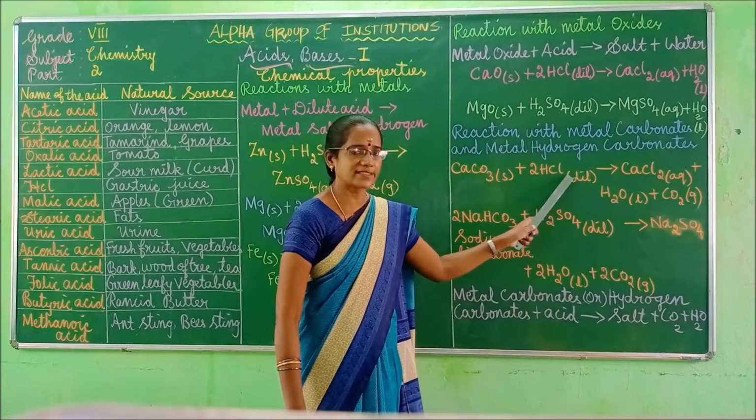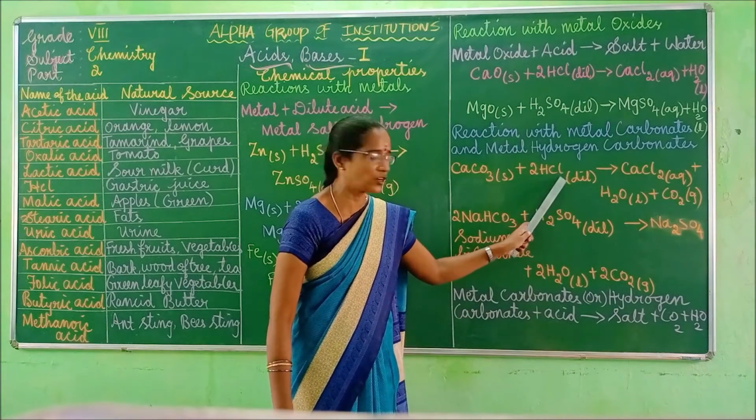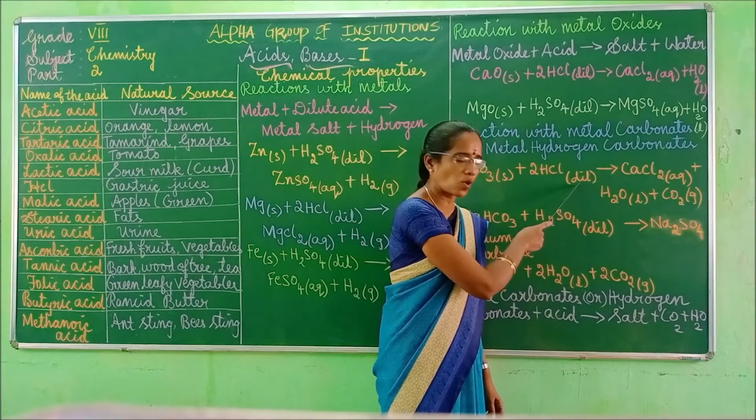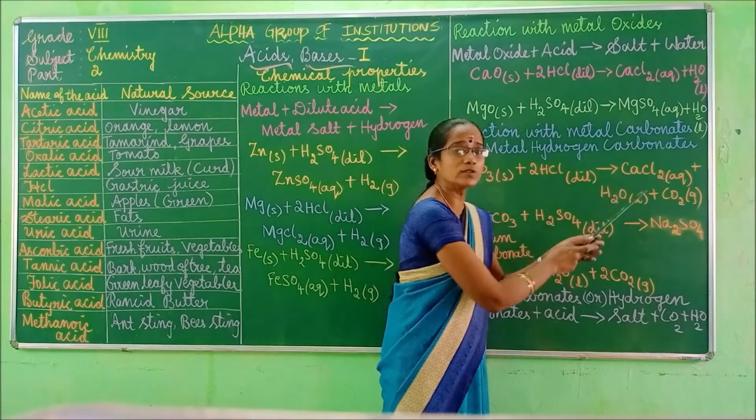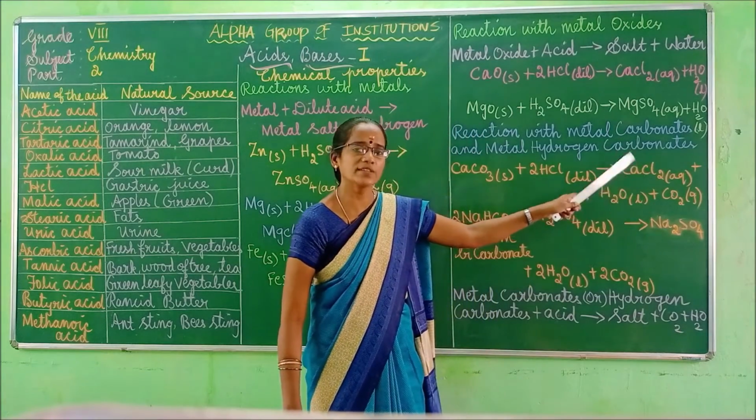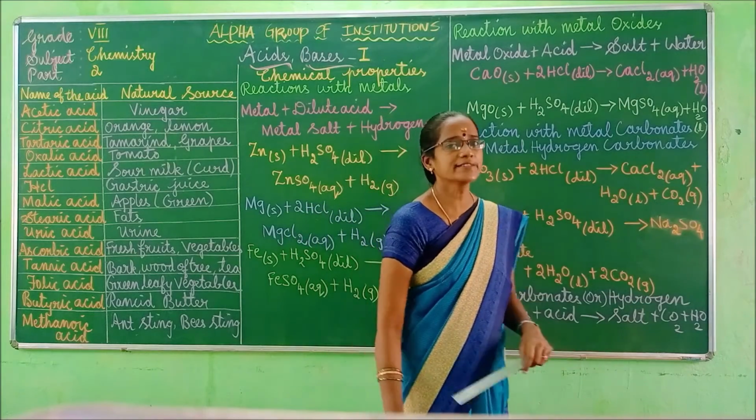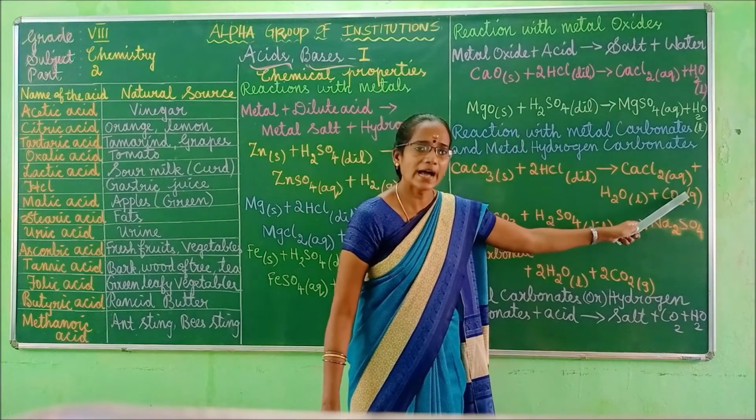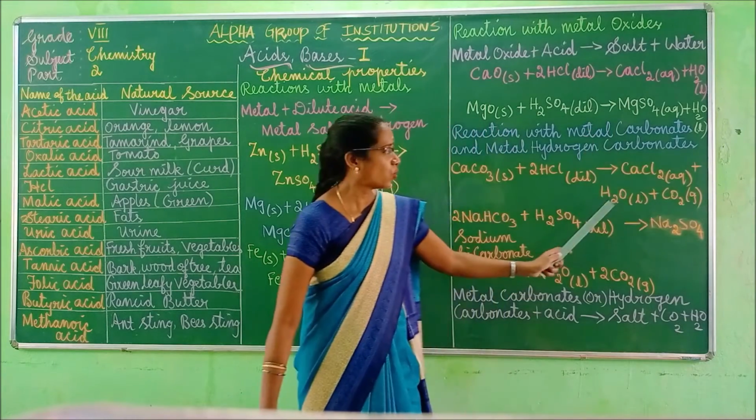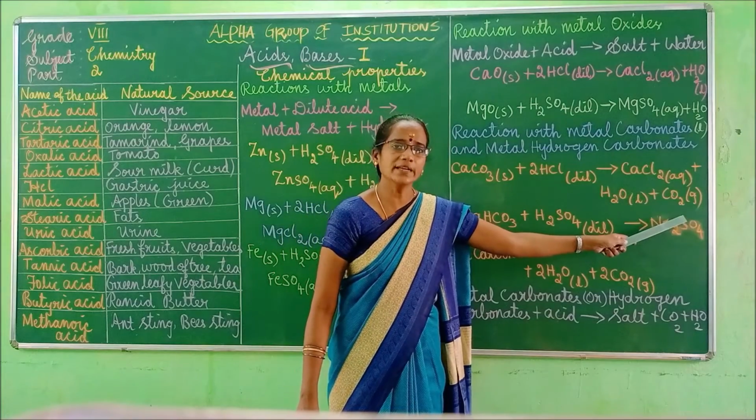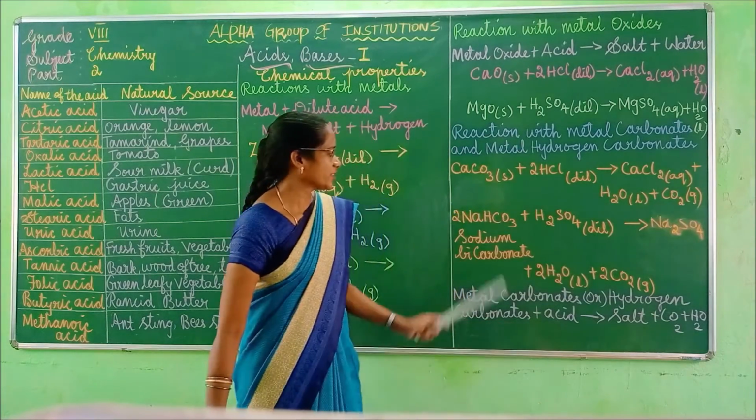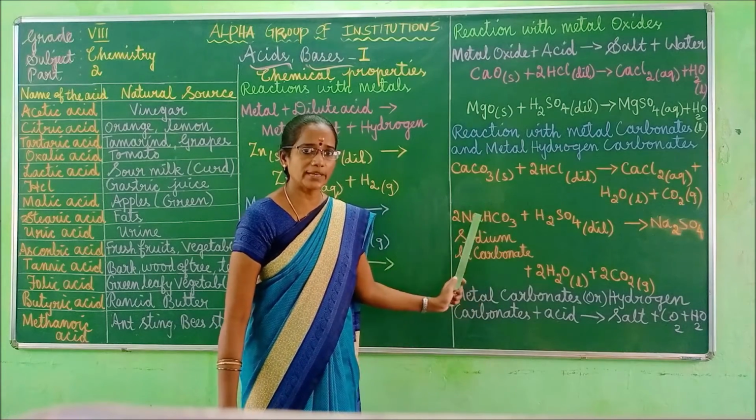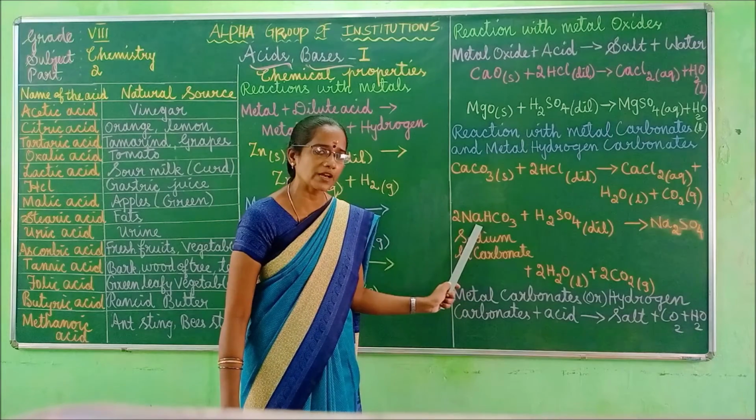Plus two molecules of HCl, hydrochloric acid, in the diluted form, diluted with water. Both combine to produce the salt calcium chloride. What is the formula of calcium chloride? It is CaCl2, in the aqueous form. Along with that, water plus carbon dioxide gas is released. Okay, right. Next one you can note is sodium bicarbonate. What's the formula of sodium bicarbonate?